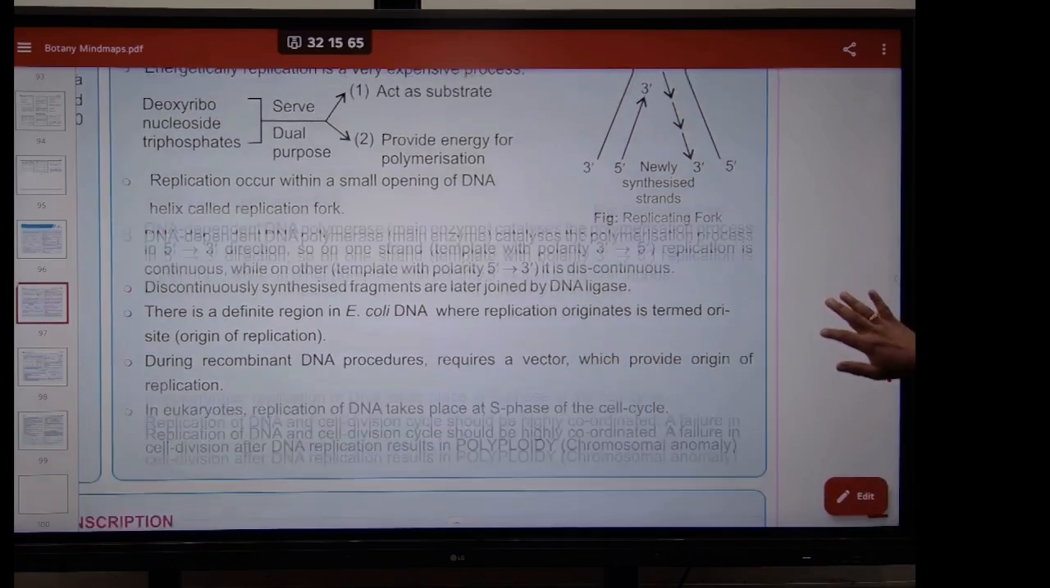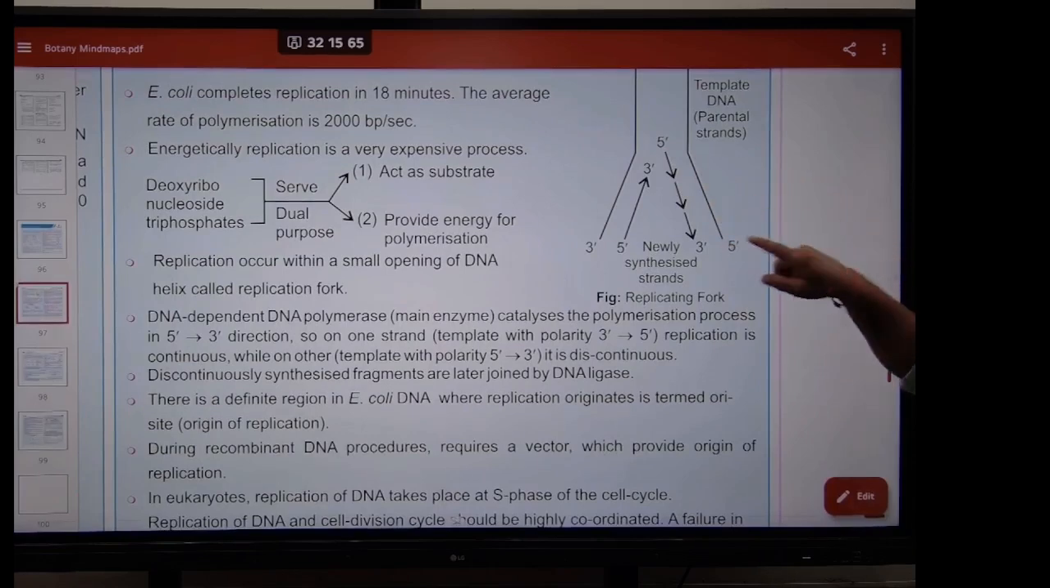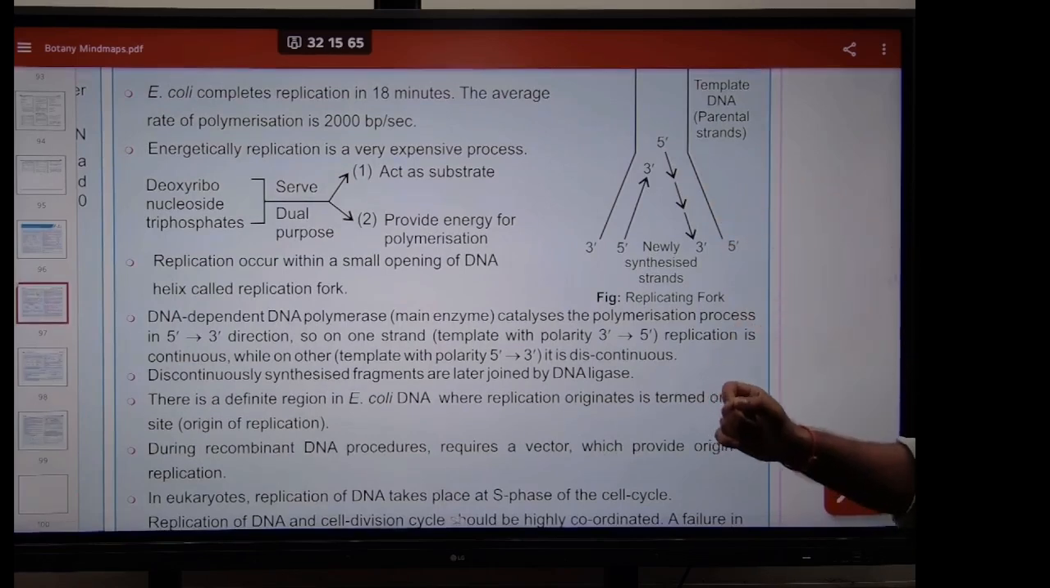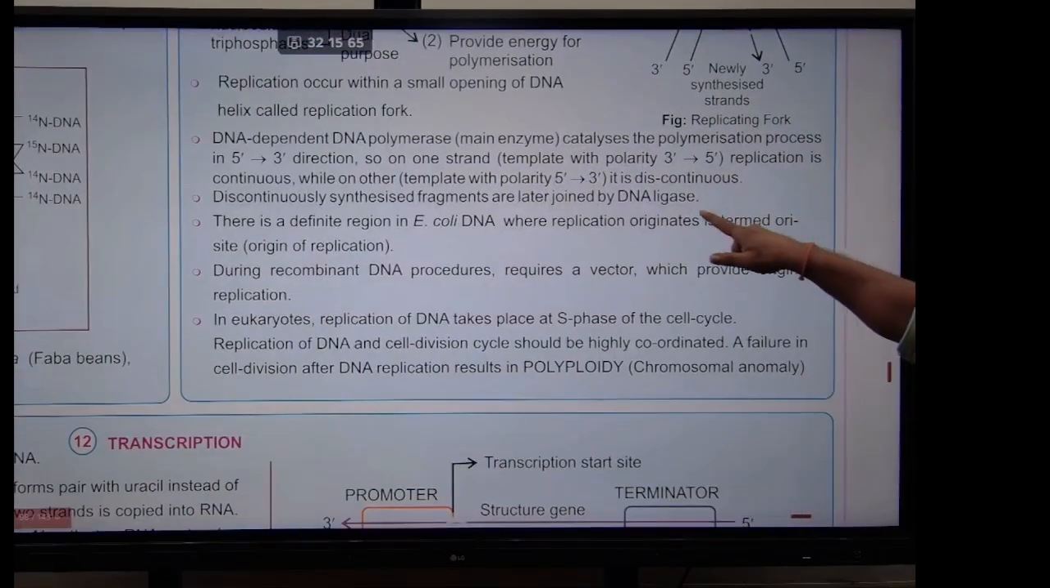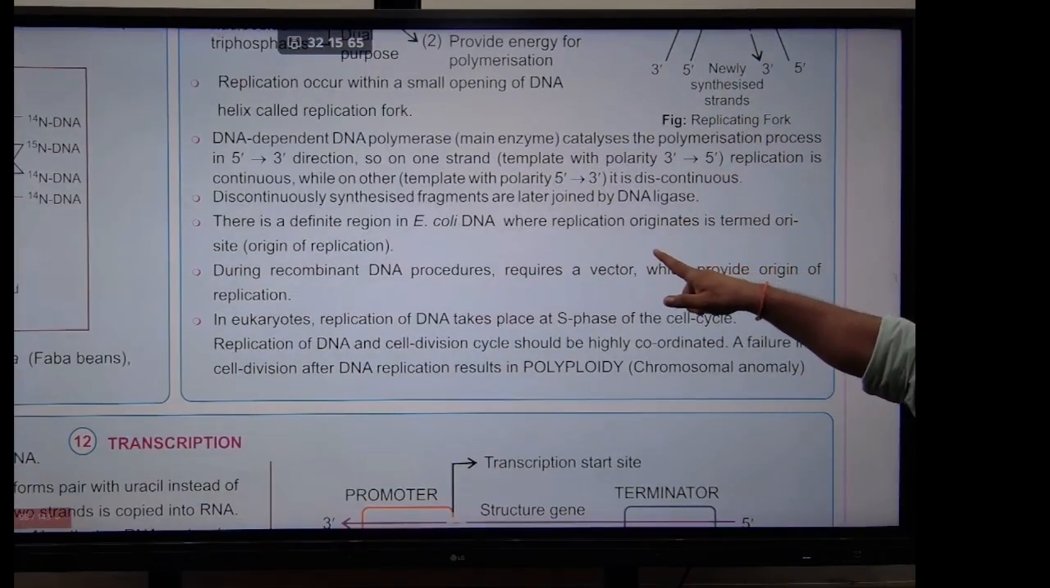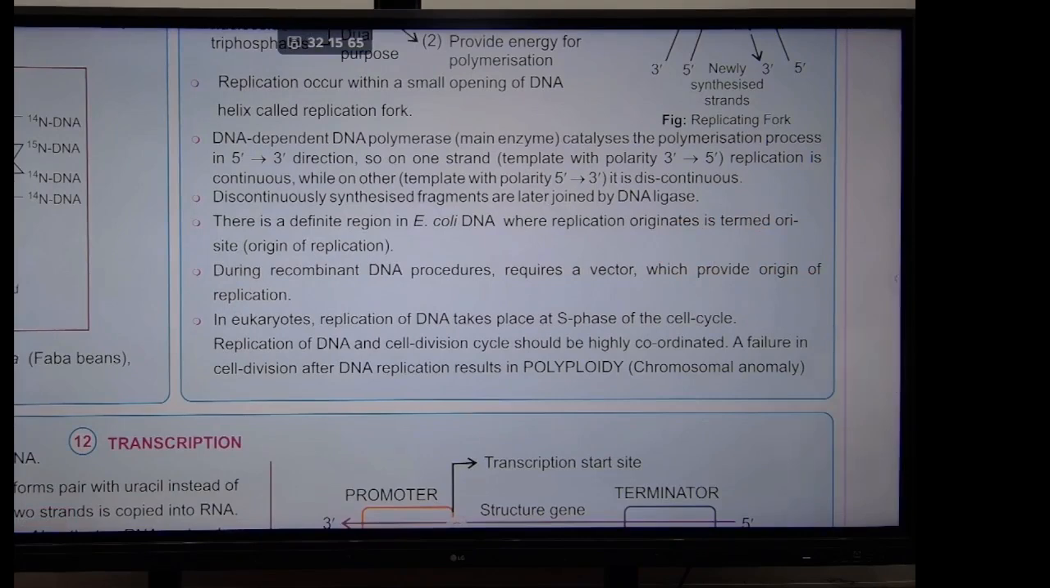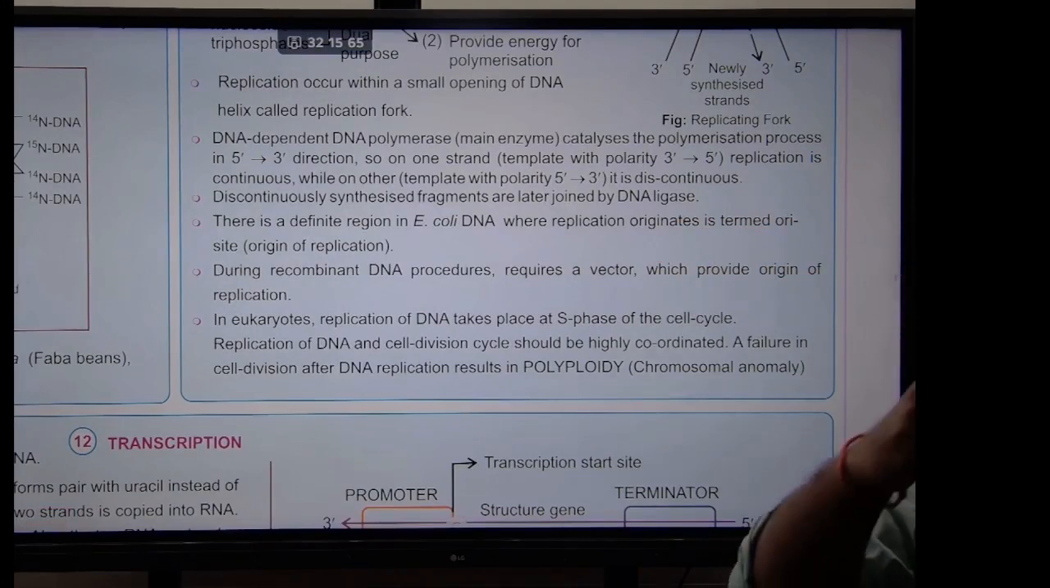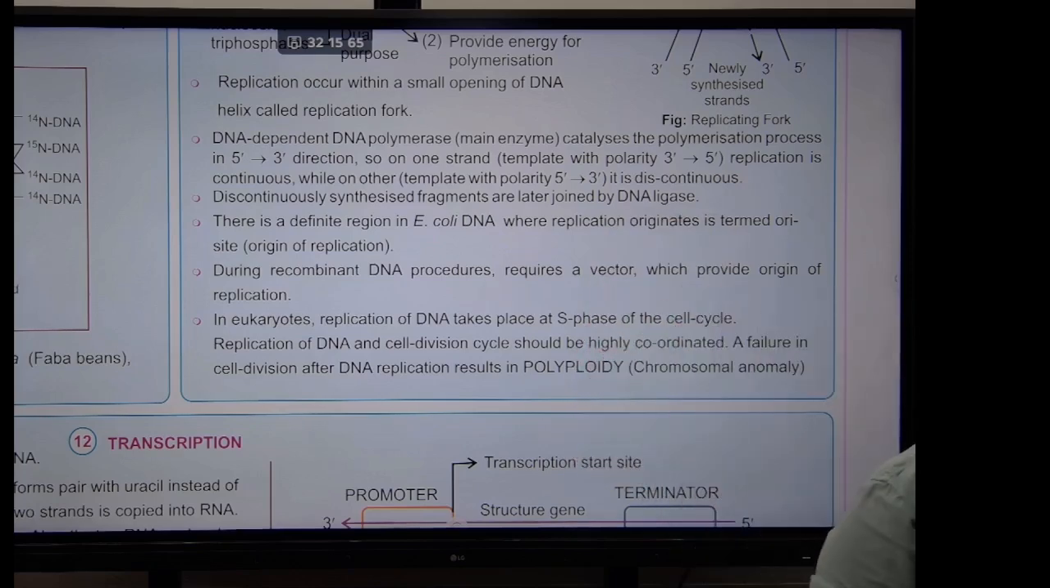And the discontinuously synthesized fragments, which are called the Okazaki fragments, are joined together by an enzyme called DNA ligase. What is the function of polymerase? To synthesize a new strand. What is the function of DNA ligase? To join the fragments formed on the discontinuous strand.